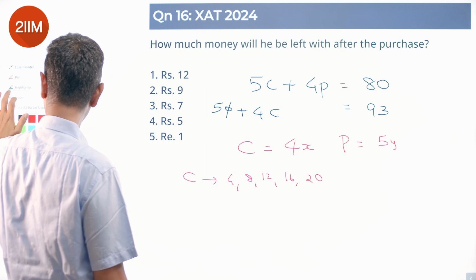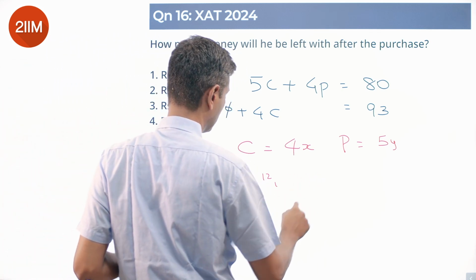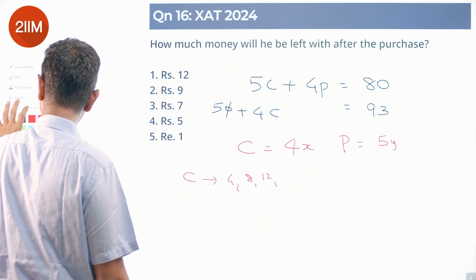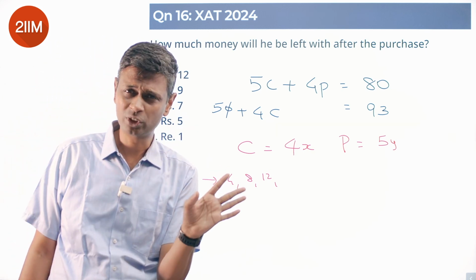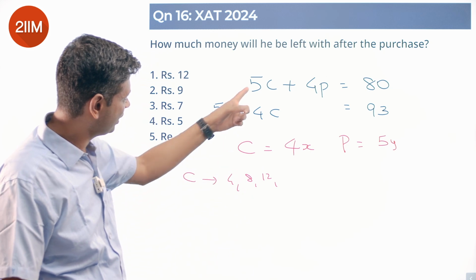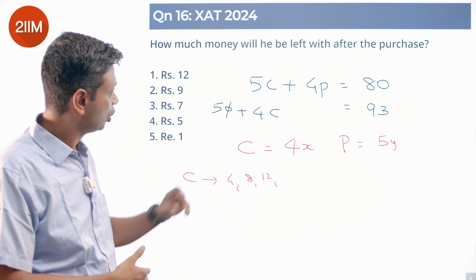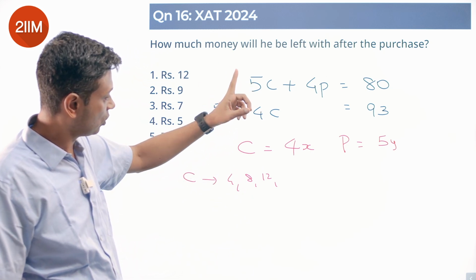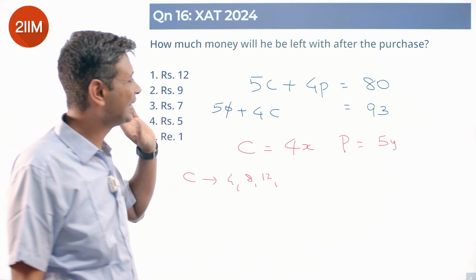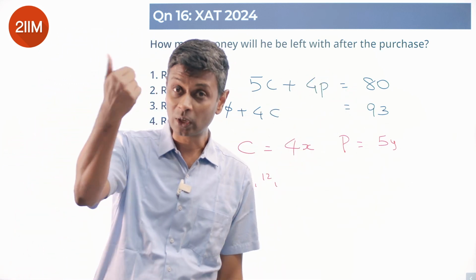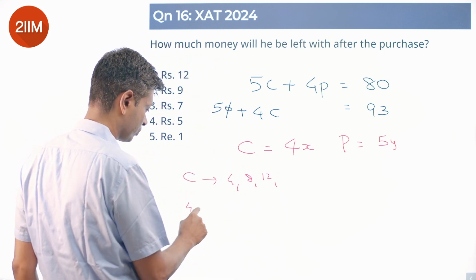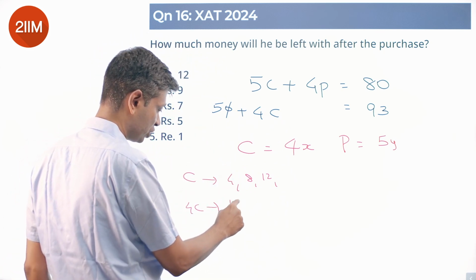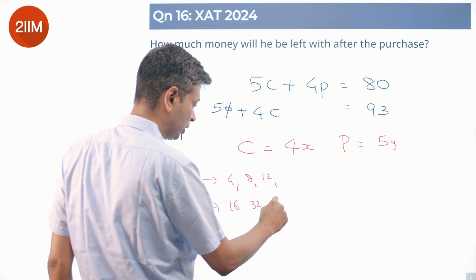So the cost per kilogram of cabbage is 4, 8 or 12, nothing else is possible. And so 5 times c could be 20, 40 or 60 being spent on this. The remaining is being spent on potatoes, that will work for sure. We need to check this. So 4c can be 4 into 4, 16, 8 into 4, 32, 12 into 4, 48.